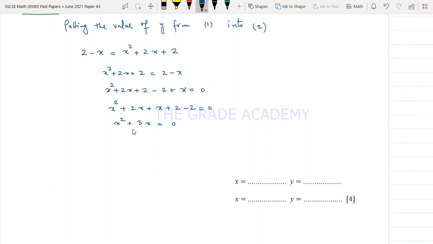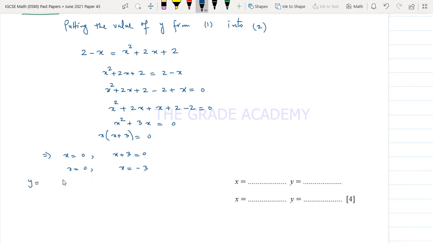This equation can be easily solved by factorizing. If we take x common, we get x times x plus 3 is equal to 0. This implies x is equal to 0 or x plus 3 is equal to 0. So x is equal to 0, or from here x is equal to minus 3. So here we get two values of x.